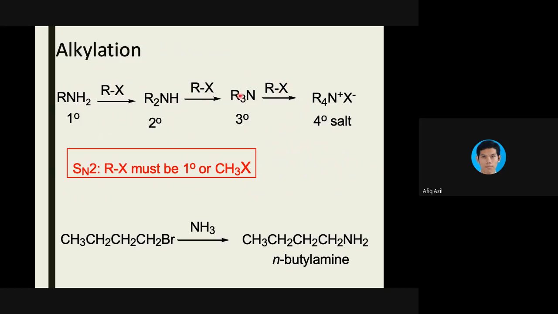Okay, you can have it react with the alkyl halide up to 3 times if your starting material over here is primary. Yeah? Okay, so this is the example in which you have your alkyl halide. So this one is ammonia. So this ammonia, one of the hydrogen will get replaced with the CH3, CH2, CH2, CH2, which is the R.